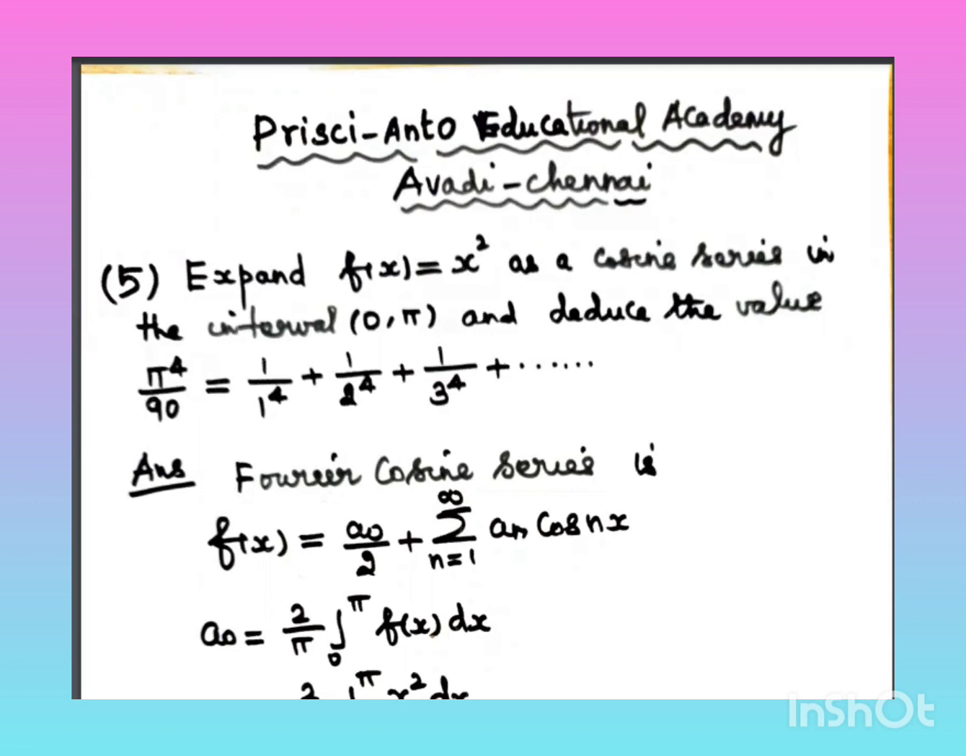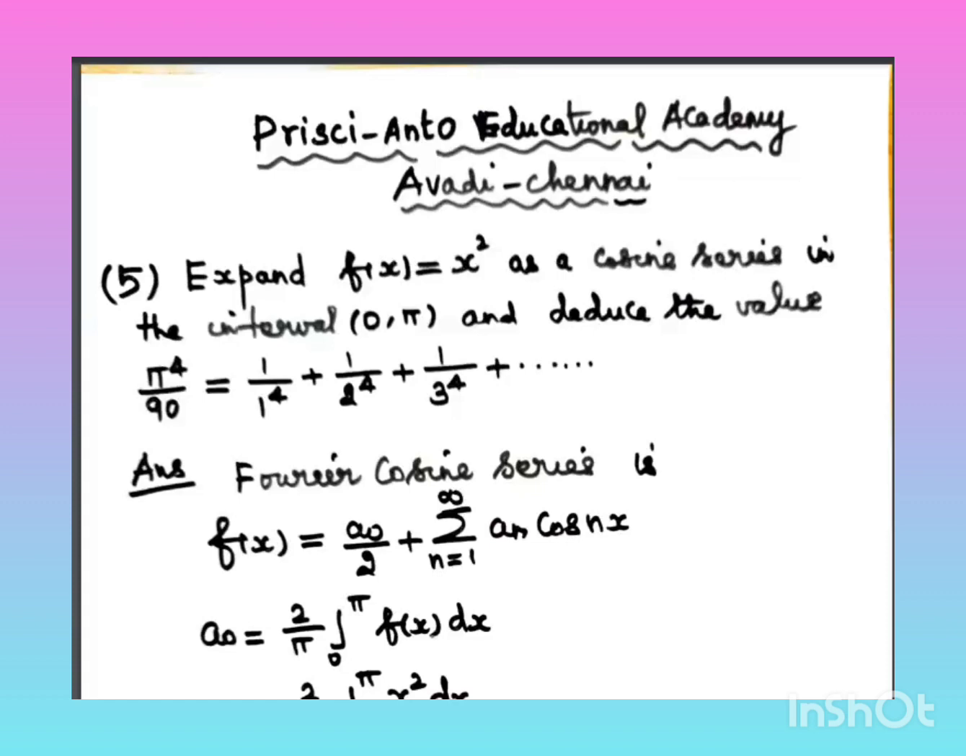Already we have studied 4 problems in Fourier series. Today I am going to explain a half-range cosine series problem as well as how to deduce using Parseval's identity. So let us see the problem.